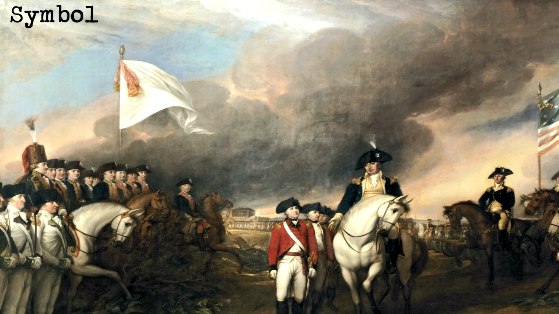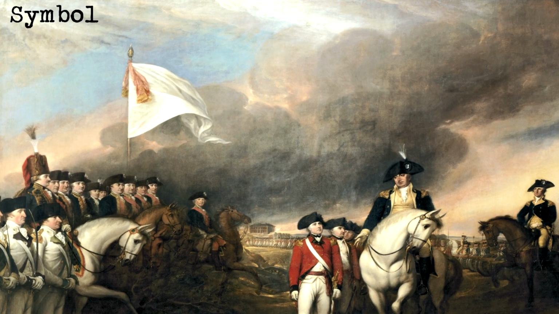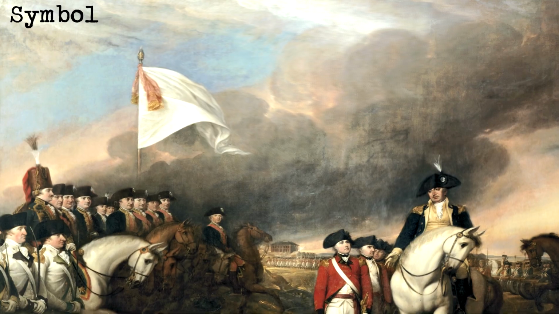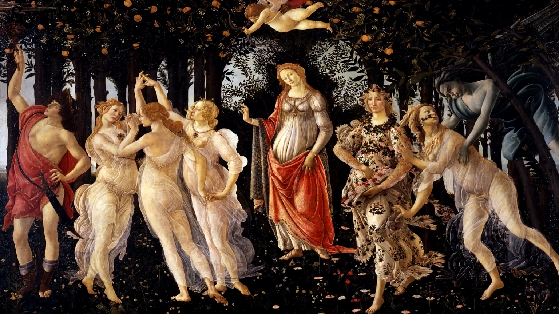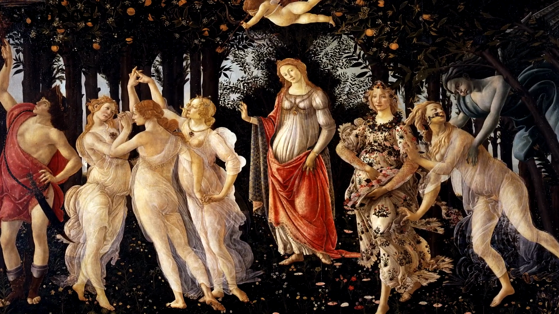If, however, it means one thing, then it isn't symbolism as much as it is allegory. And if there is ambiguity or a lack of clarity regarding the one-to-one correspondence between the emblem, which is the figurative construct, and the thing it represents, then the allegory fails because the message is blurred. Symbols can stand for a range of things, and the point can't be reached easily.